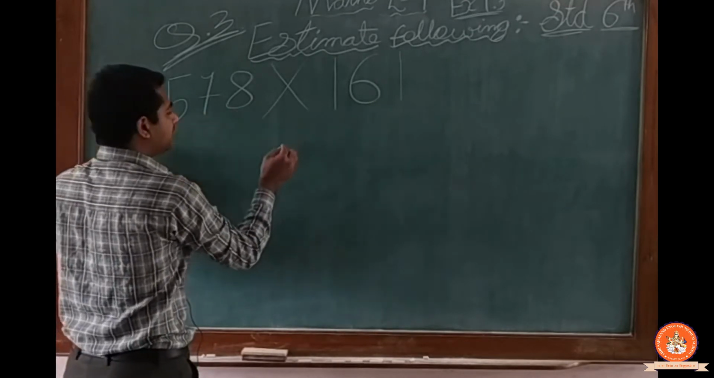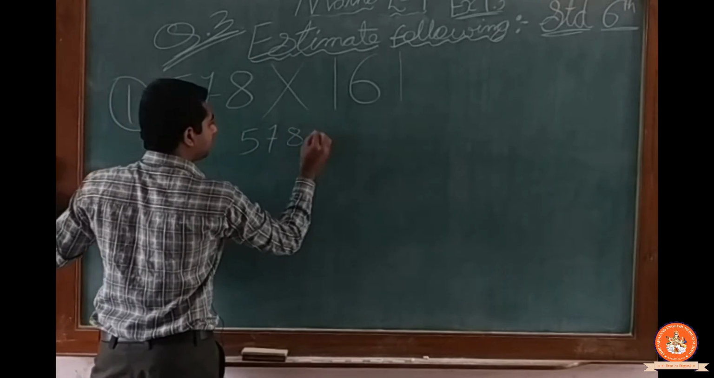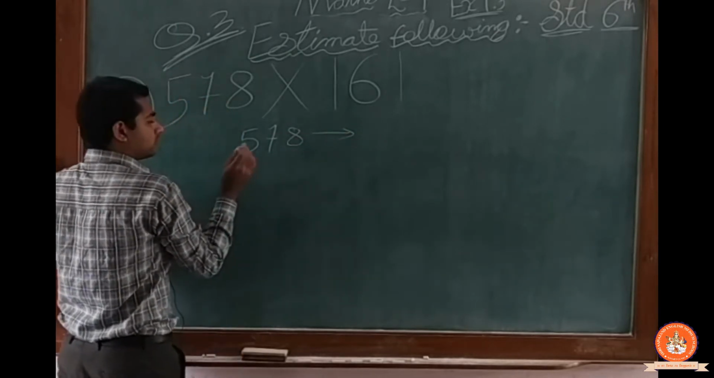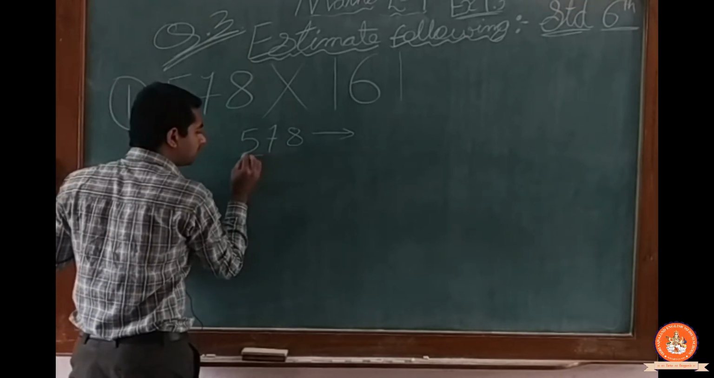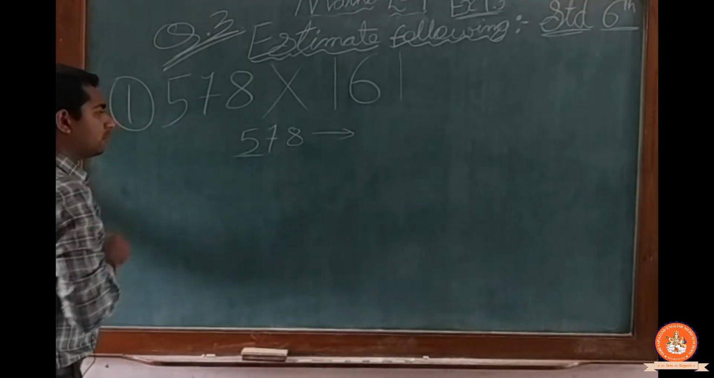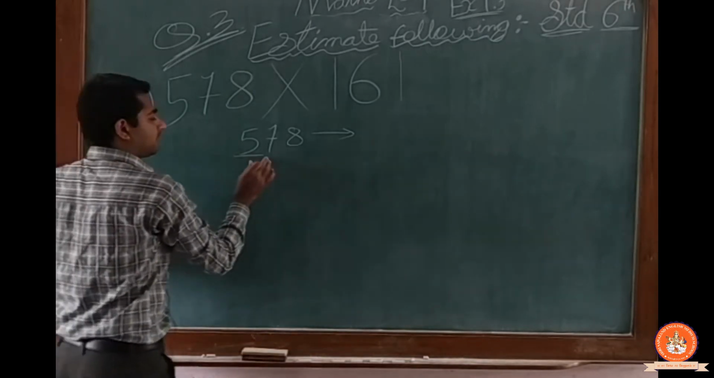578. First of all, we will round it. So 578 round off. You have to round off which number? You have to round off the maximum number. ठीक है, ये मैक्सिमम नंबर जो है वो आपको क्या करना है? राउंड ऑफ करना है. 578.